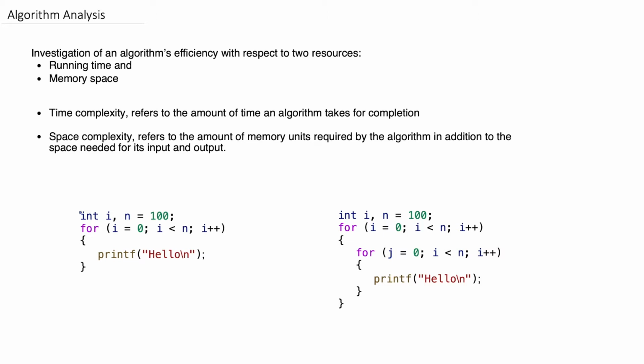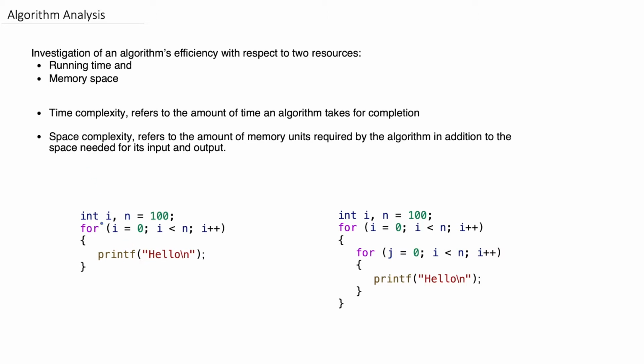In order to get an idea of these two terms, I have shown two different for loops over here. If you look at the first for loop, here we have two integer variables, the first one is I, the second one is n. The variable n is assigned the value 100. Then I'm running a for loop for I equal to 0, I less than n, I plus plus, and printing the string hello. You know that this for loop will be printing the string hello 100 times.